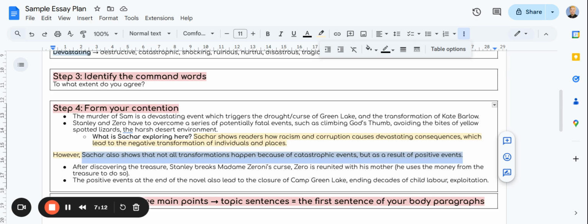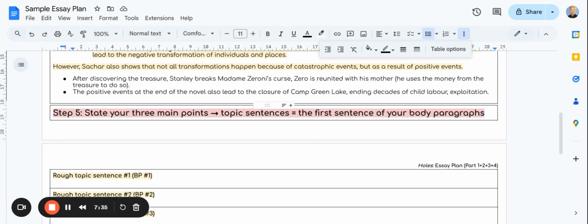So, that is my tip around writing really, really solid contention statements. If you think about examples from the book first, that is absolutely okay. But then ask yourself, what is the author, what is Louis Sachar exploring or saying through these examples? But beyond that, what are these examples saying in relation to the essay topic?